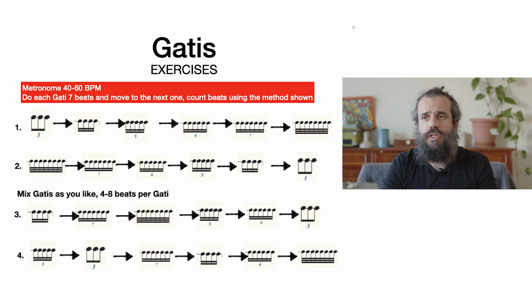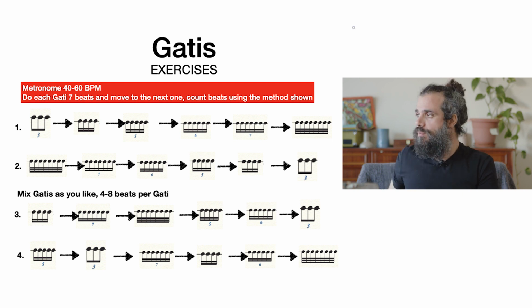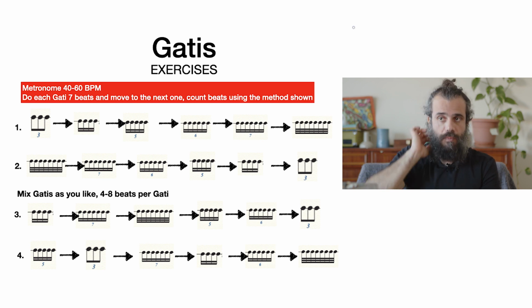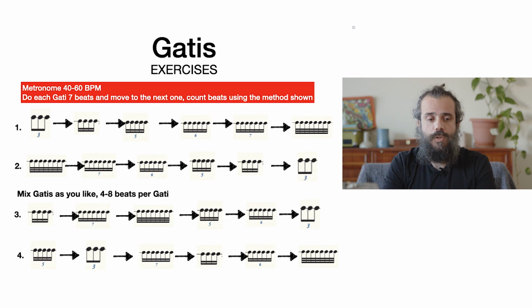For the first one, I will do 4 beats per gati. So I will do the example I just said. This is example number 3. 4 beats per gati. So 1, 2, 3, 4.